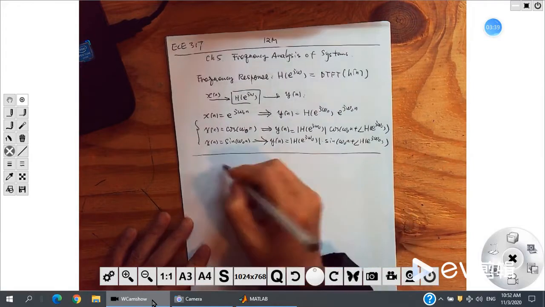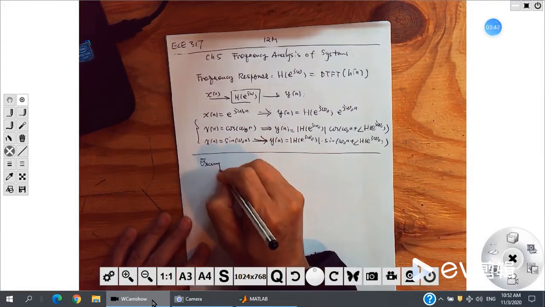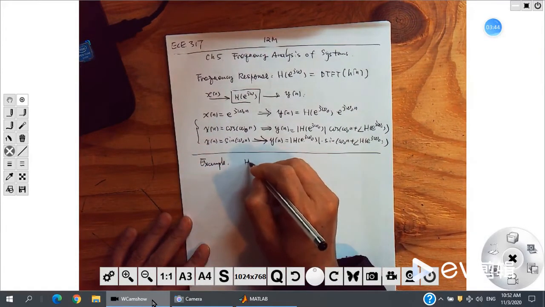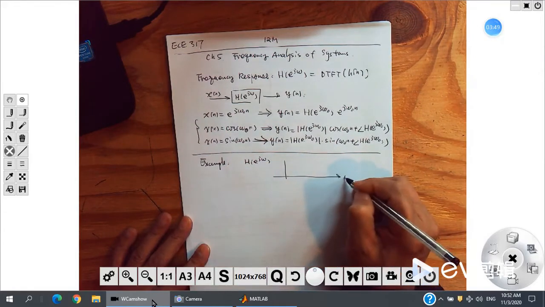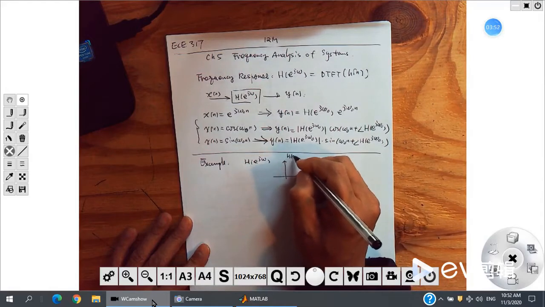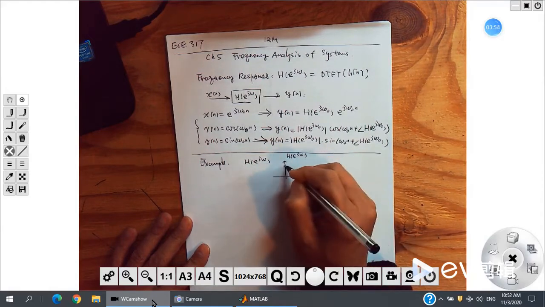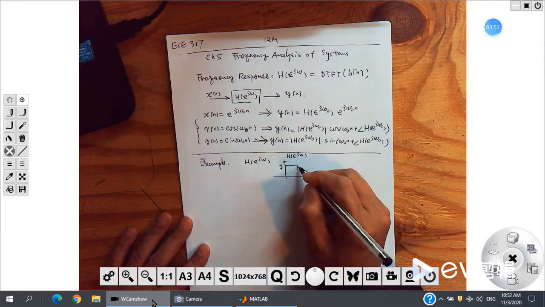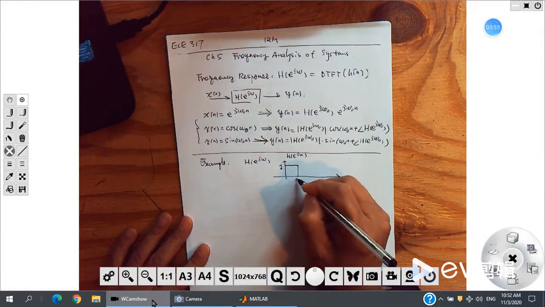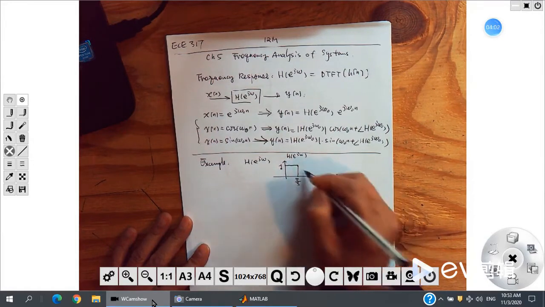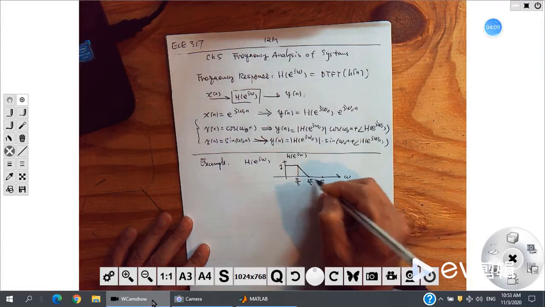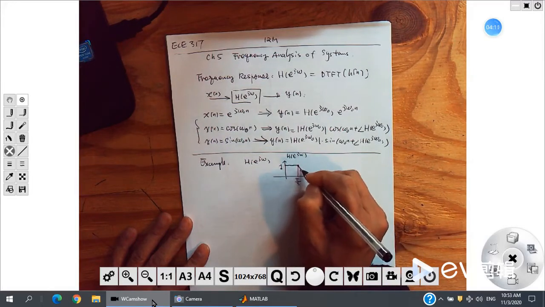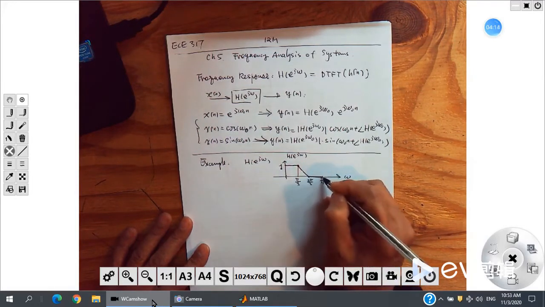For example, suppose we have H of e to the j omega, and I give it by a graph. This is H. It is 1 here, then this is pi over 3, and then going down to here, this is 2 pi over 3, and until pi. Now, suppose H looks like this from 0 to pi.